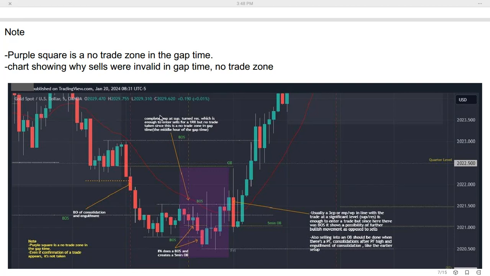So here we have price completes an M pattern at support turned resistance, which is enough to enter sells for a 1 RR, but no trade taken since this is a no trade zone at the gap time, the middle hour of the gap time.